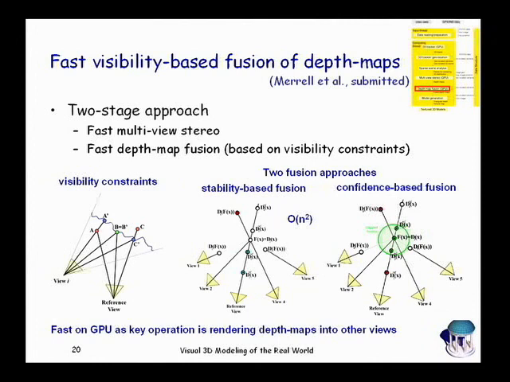The key in getting all of this fast is that those are basically all rendering operations back and forth of depth meshes, and also quite efficient on the GPU. So we don't do this one pixel at a time, obviously. We do full renderings from one view to the other.